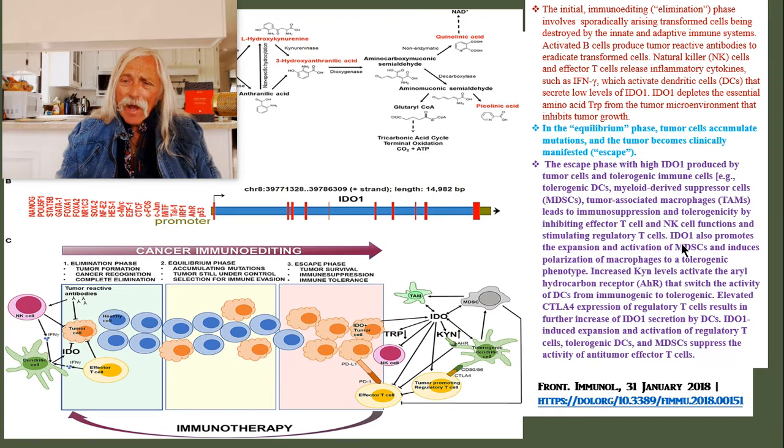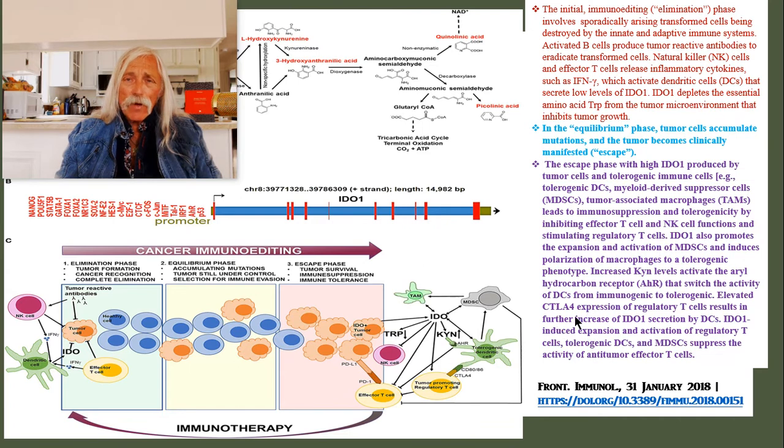So IDO1, that dioxygenase, because it's turning on this kynurenine pathway, promotes expansion and activation of these MDSCs, okay? Induces polarization of the macrophages to the M2 or tolerogenic phenotype. Increased kynurenine levels and the other intermediates here in red, like quinolinic acid, picolinic acid, okay? Activate the aryl hydrocarbon receptor, or the AHR, okay? That switches the activity of dendritic cells, which otherwise would be doing a good job to protect this system from a tumor. Switch the activity of dendritic cells from immunogenic to tolerogenic.